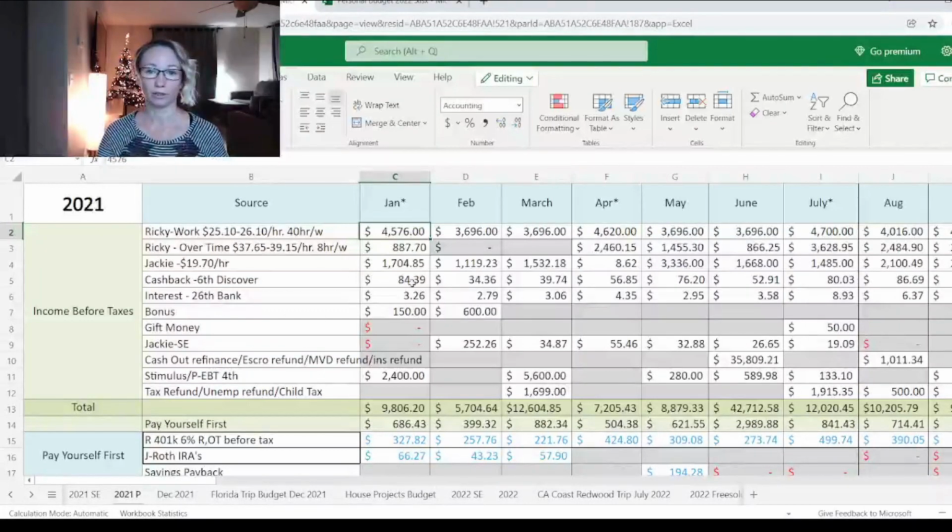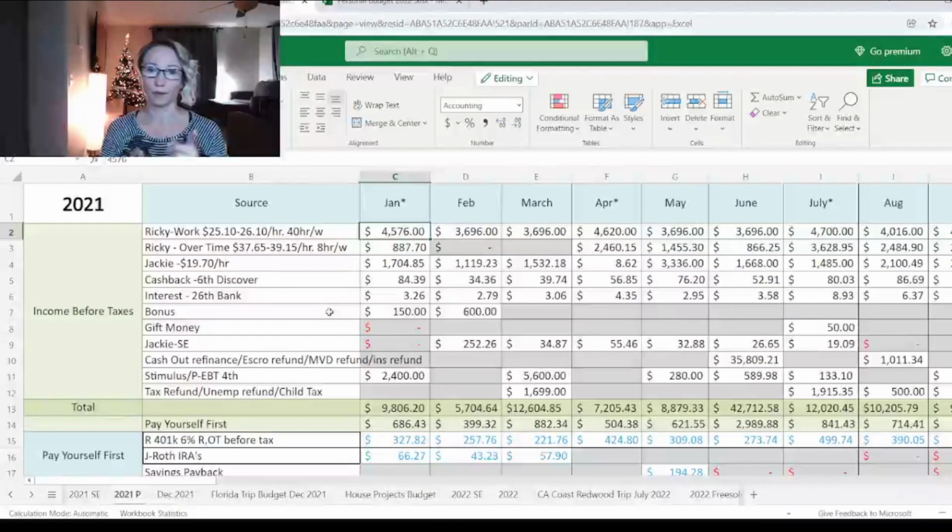Basically, what we have here is Ricky's original 40 hours a week, and then his overtime. My money fluctuates between me receiving pandemic unemployment, and then also starting a job and then no longer working, so I have some numbers fluctuating there. We get cash back from our Discover credit card every month, so you'll see how that fluctuated through the year. As well, we get interest into our bank account from our savings account. And then bonuses, basically this is anything, mostly coming from Ricky's work.